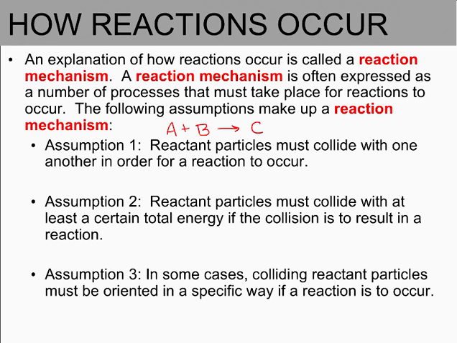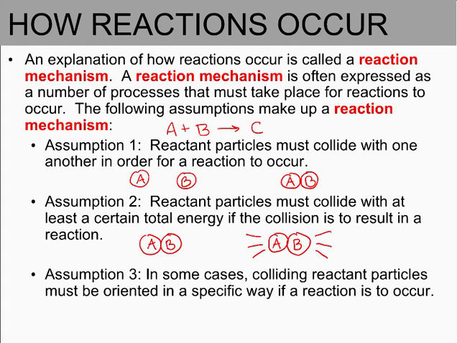Now again, according to assumption 1, A and B are not going to react if they're far apart from each other. They actually need to collide with each other in order to react. And that makes sense, right? Now, assumption 2 says that reactant particles must collide with at least a certain total energy if the collision is to result in a reaction. So A and B can't just touch each other. They actually have to collide with enough energy or force in order to actually react.